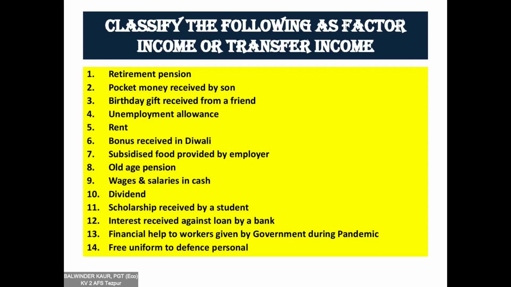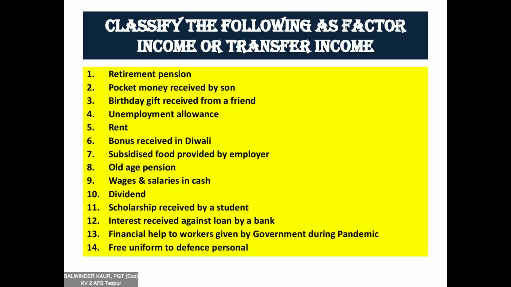Rent, the fifth one. Rent is an income received for the ownership of land or any type of property. So it is a factor income. Bonus received in Diwali is a factor income. It is income in cash received by the employees from their employer. Subsidized food provided by the employer is purely a factor income, as the employees are working and the employer is providing them food at a minimum rate. So it is a factor income.